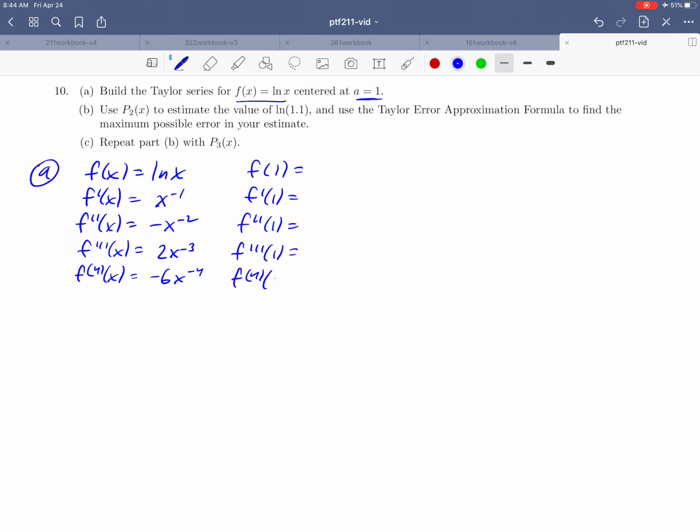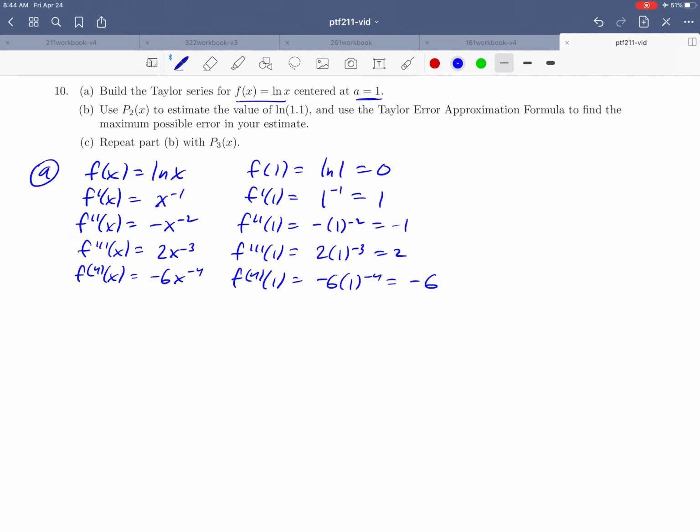One by one. Okay, and if we do that, f of 1 is ln of 1, that's just 0. And then f prime of 1, that's going to be 1 to the negative 1. 1 to any power is still 1. Okay, so 1 to the negative 1 is going to be 1. And then let's see, f double prime of 1, negative 1 to the negative 2, that's going to be a negative 1. Okay, then 2 times 1 to the negative 3, that's going to be 2, and so on. Okay, the nice thing is that 1 to any power is just 1, so these numbers are not terribly difficult to calculate.